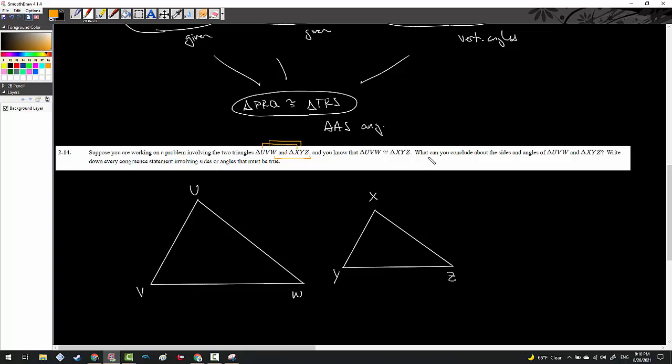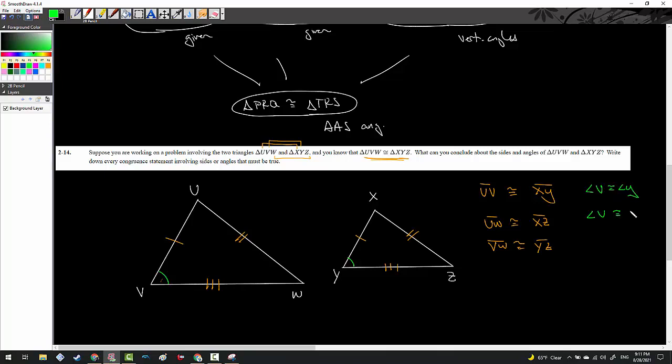What this problem is trying to get you to see is that when you have two triangles that are proven to be congruent, you end up with a situation where side UV, which is this guy going down, will be congruent to side XY. And then you'll have side UW being congruent to side XZ. And then you'll have side VW being congruent to side YZ. So let's go and put that in. These guys are congruent, these guys are congruent, and these guys are congruent. But not only that, we can also say then that angle V is congruent to angle Y.